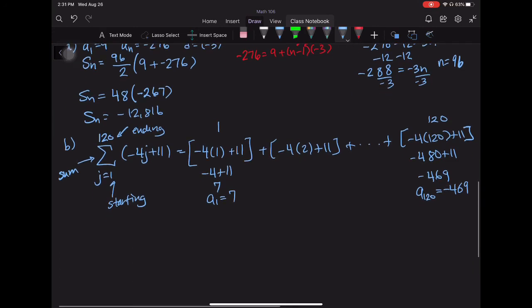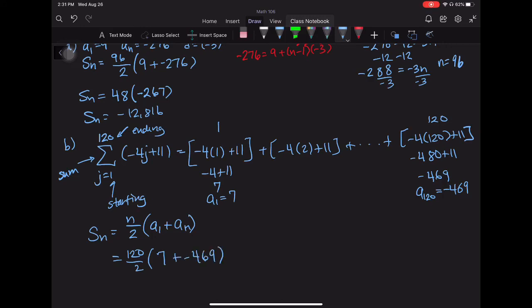Plugging that into the formula, the sum of the sequence is equal to the number of terms divided by 2 times the first term plus the last term. That's equal to 120 over 2 times 7 plus negative 469. That's equal to 60 times negative 462, which is equal to negative 27,720.